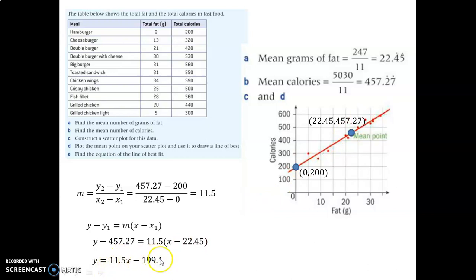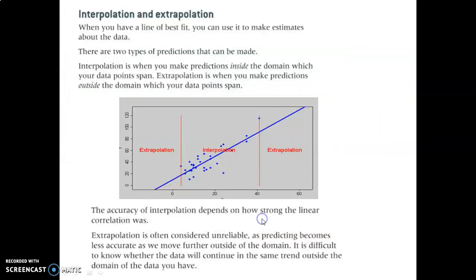Notice this is 199.1, that is our y-intercept, and again we notice that the y-intercept is close to here, so 200, 199, very close. So that looks like a good equation for this line of best fit here. Okay, so once you have a line of best fit, again, approximating one, you can find a mean point and then find a line through that.